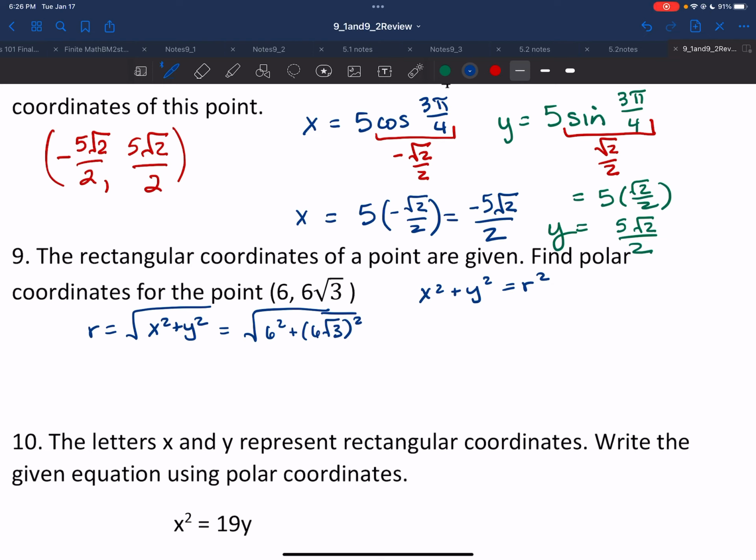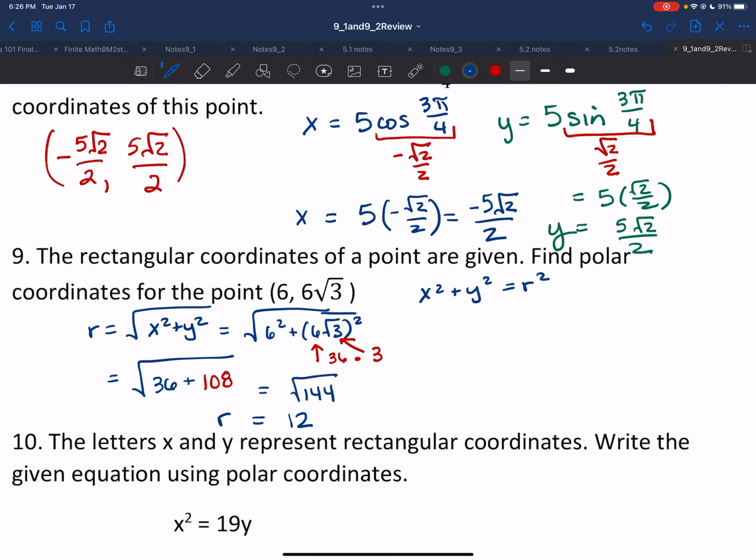Now I'm just going to keep moving it down here. 6 squared is going to be 36. And then when I take the square of the square root of 3, that's just going to be 3. So when I have the square of a root, I'm just going to take the root off, and I end up with 3. So that's going to end up giving me 108, because I'm going to do 36 times 3, and that gives me 108. So then I have the square root of 144, which we know is equal to 12. So r is equal to 12.